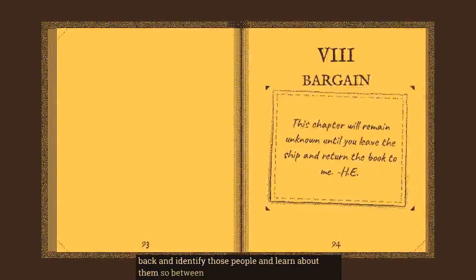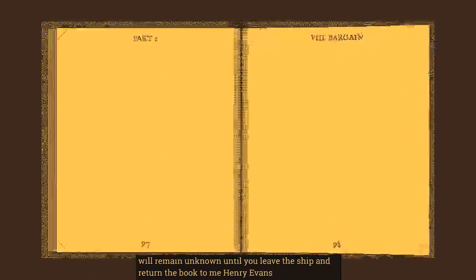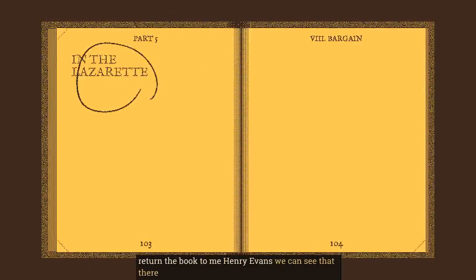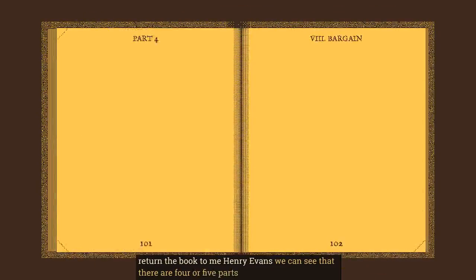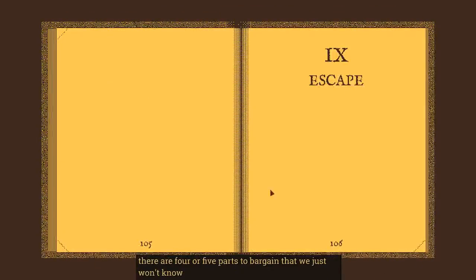So between this and the end, we only have 2 chapters. We have chapter 8, Bargain, which is the chapter that our benefactor Henry Evans has chosen to withhold from us. He says, "This chapter will remain unknown until you leave the ship and return the book to me. Henry Evans." We can see that there are 5 parts to Bargain that we just won't know.